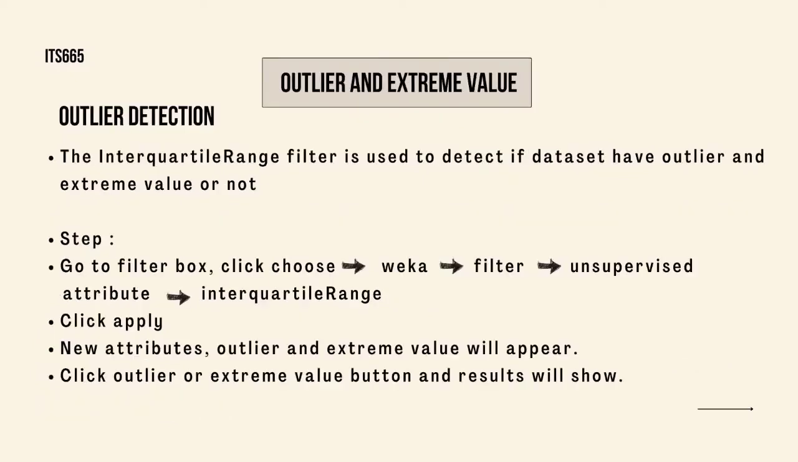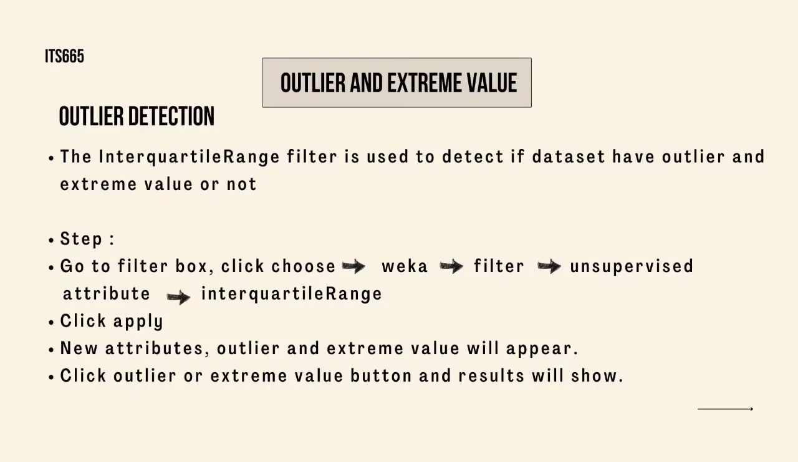Now, we go to the outlier and extreme value part. We can identify if a dataset has outliers or extreme values by using the interquartile range filter. This slide shows a simple flow or steps of how we can identify outliers and extreme values in the dataset.